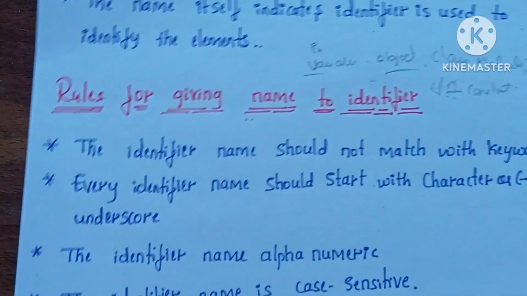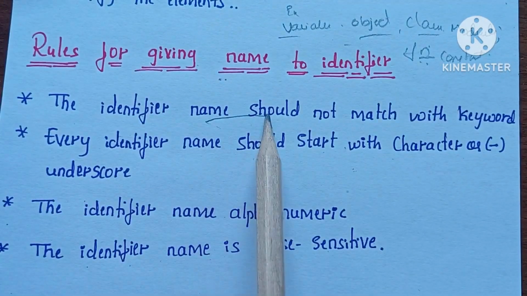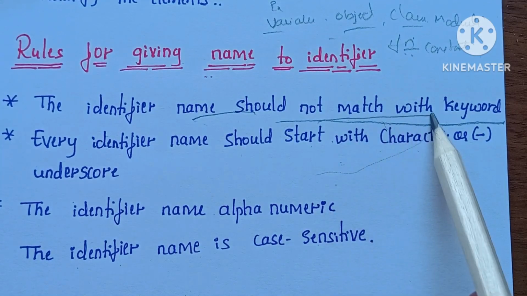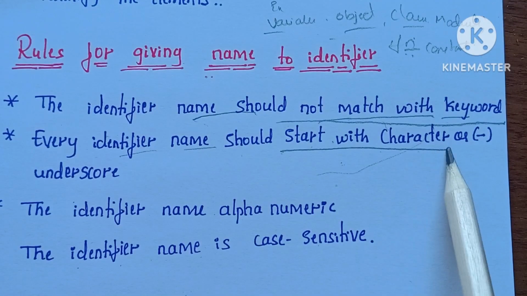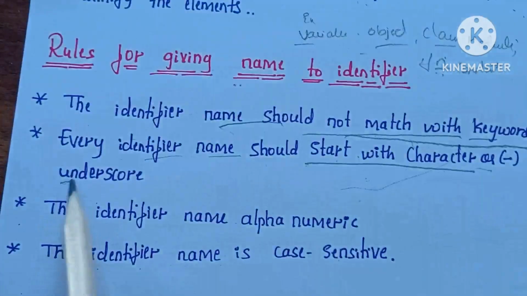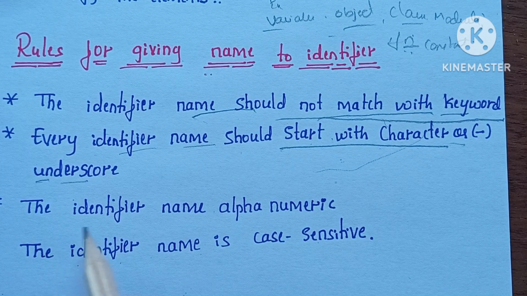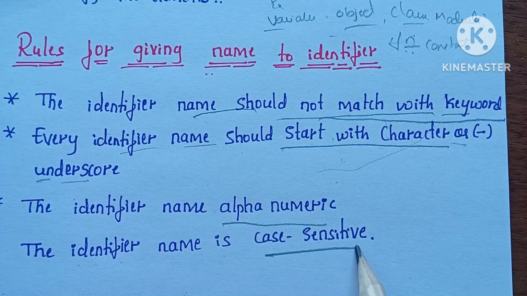Some rules for giving the name to the identifier. The identifier name should not match with a keyword. This is important. Every identifier name should start with a character or underscore. Okay, so every name should start with a character, otherwise an underscore. Without following these rules, it will not be an identifier. The identifier name can be alphanumeric, and the identifier name is case sensitive.